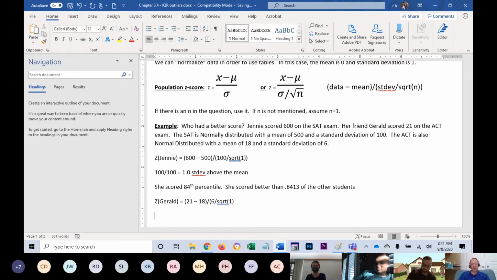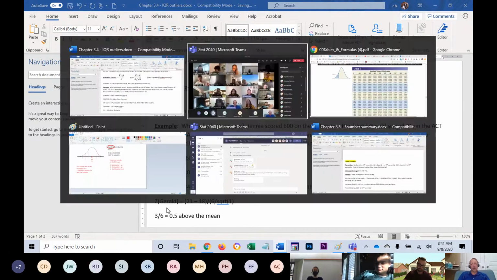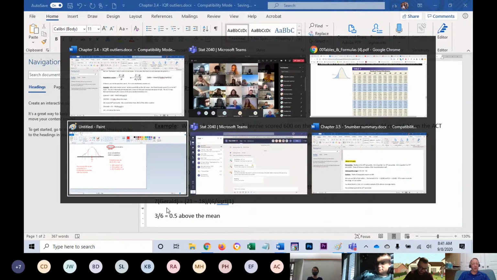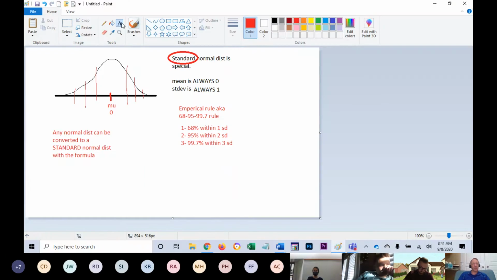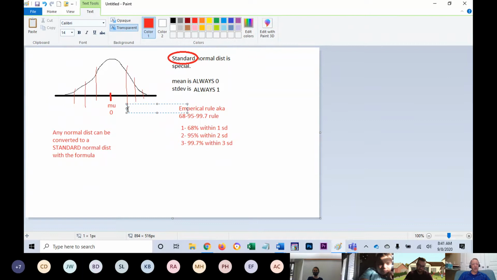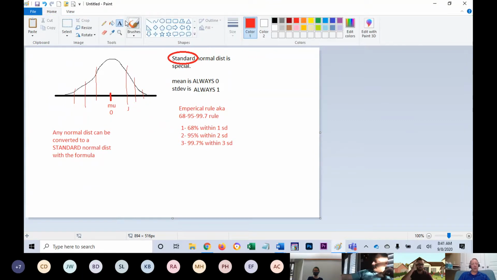Okay, so 21 minus 18 is 3, divided by 6 equals 0.5. So he is half a standard deviation above the mean. If we were to plot these on here, let me go back to here for a second. Jenny scored right here, and now we've got Gerald, who's going to score right here.